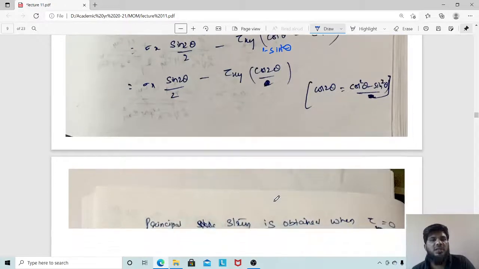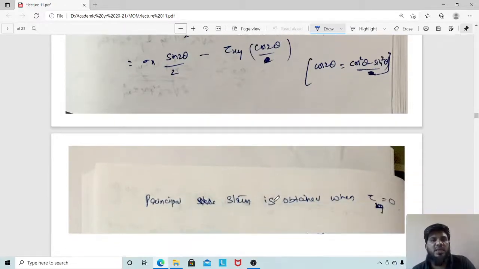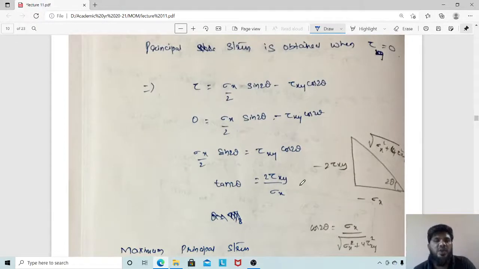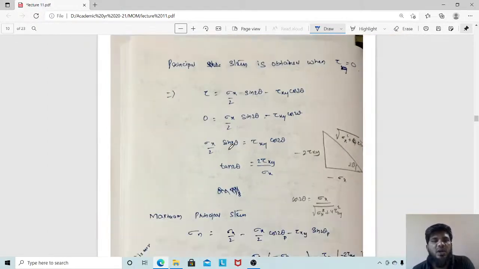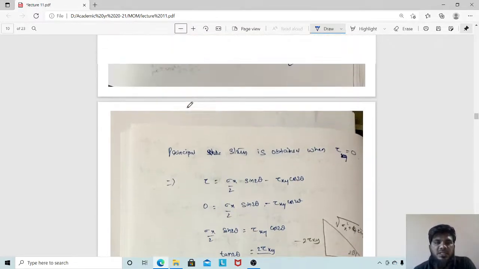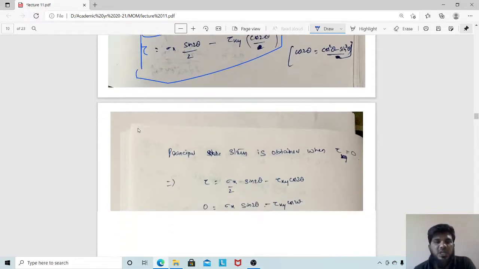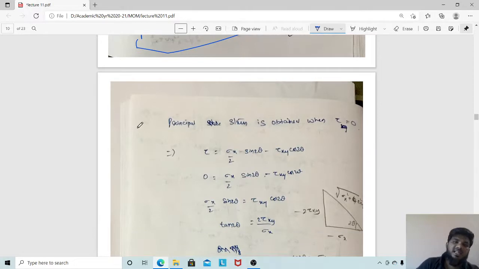So sigma x sin 2 theta divided by 2 minus tau xy cos 2 theta. So with this we have identified the value of tau also. To identify the principal stress, till here it is done, this is your tau value. For identifying the principal stress, what is principal stress? We have already discussed in the first lecture.